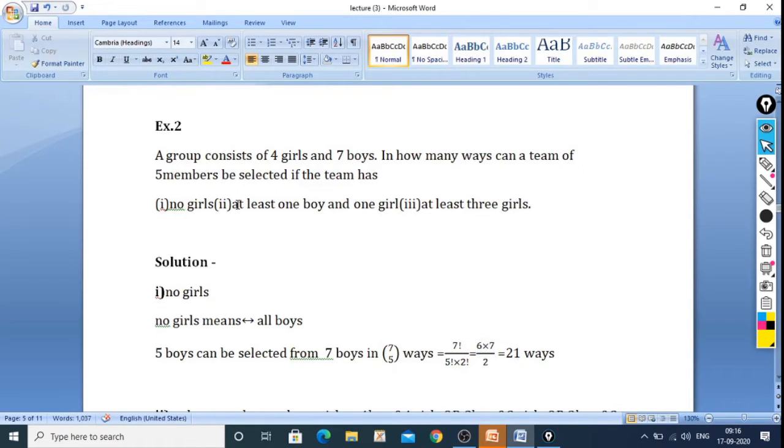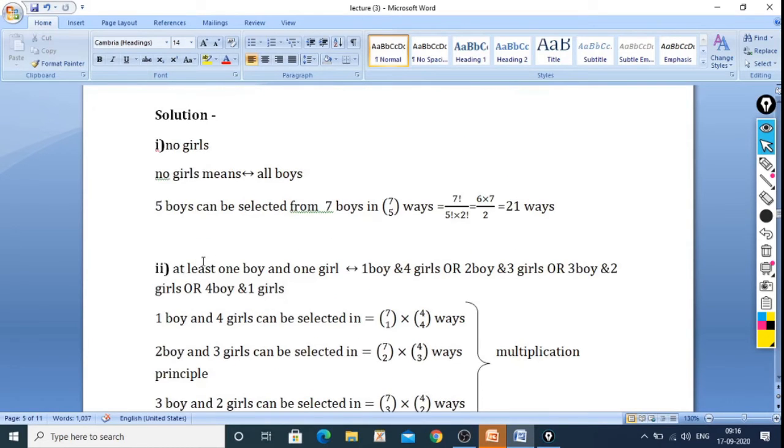Now second one is at least 1 boy and 1 girl. Now what do you mean by at least? At least means minimum. So at least 1 boy and 1 girl means minimum 1 boy and 1 girl. So out of 5, 1 girl and 1 boy should be constant. Then you can change the remaining 3. So how we can change? That is 1 boy and 4 girls. That is possible.